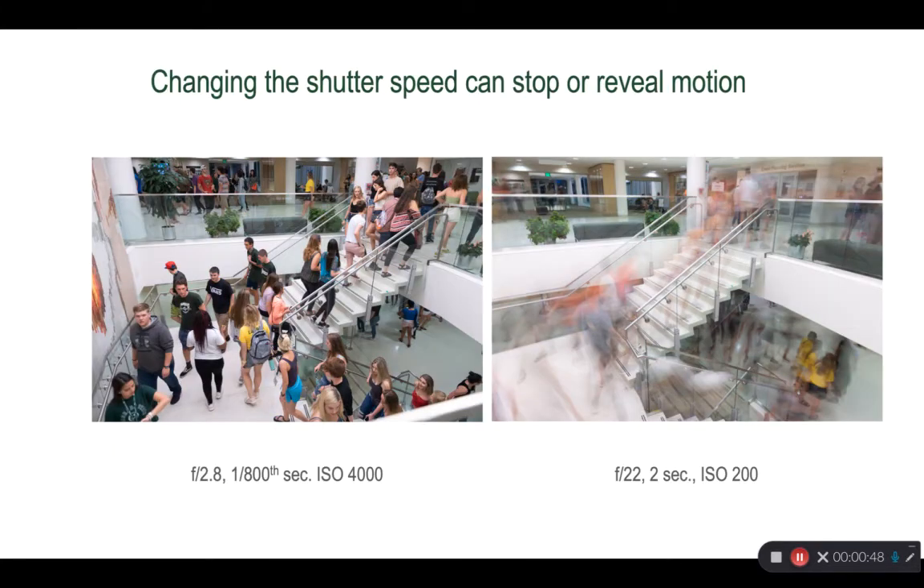Here's a perfect example. The picture on the left was taken at 1/800th of a second, relatively quick. Notice the people are all standing, or not standing still, but they're sharp. Look at the picture on the right, same position, literally a couple of seconds later, but this is a 2-second exposure. Notice that the building is still there and the building is still sharp because the camera didn't move. But the people who are going up and down the stairs barely register in the picture.